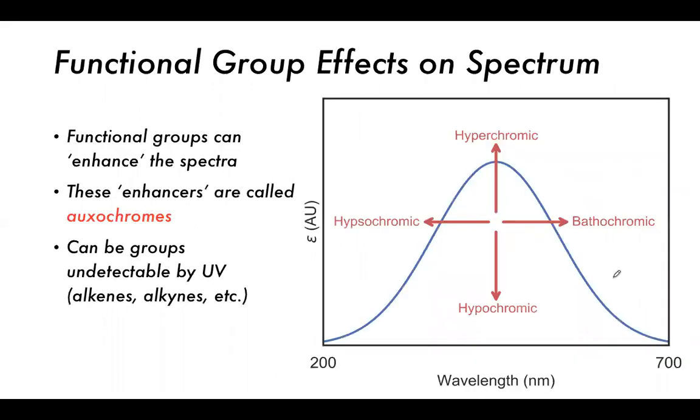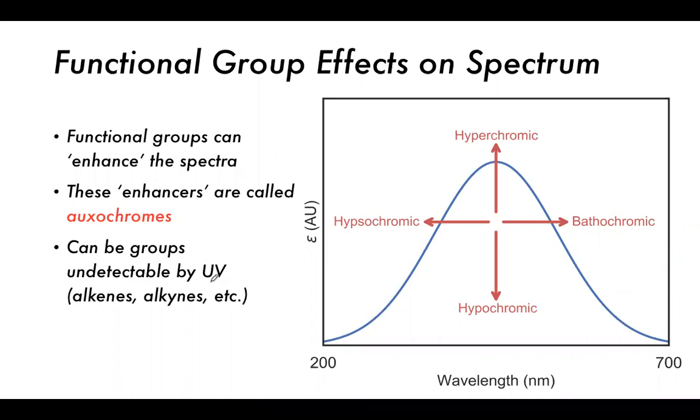So we saw there that the solvent could affect the peak position. The water and the ethanol give different peak positions from the heptane. Functional groups can also affect the spectrum. Some molecules have all carbons. Some molecules have extra functional groups attached to them, maybe an amine group or an alcohol group or something like that. And these can affect the peak position in the spectrum. So functional groups can enhance the spectra. These enhancers are called oxychromes, and they can be groups undetectable by UV.